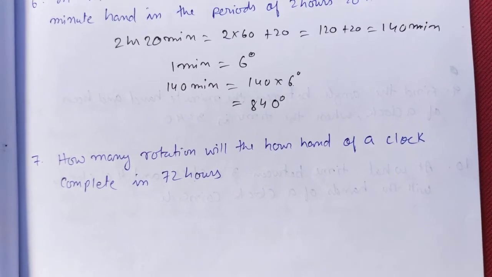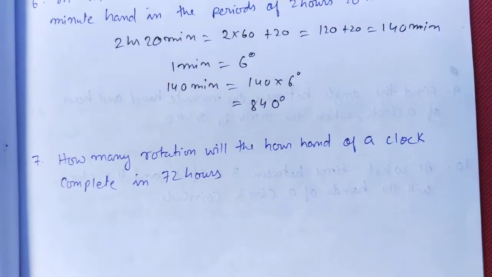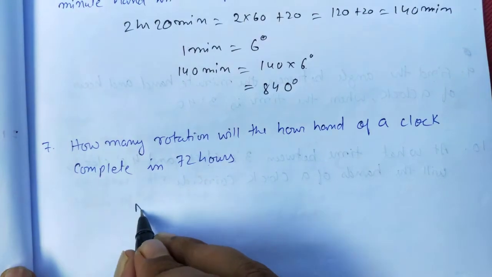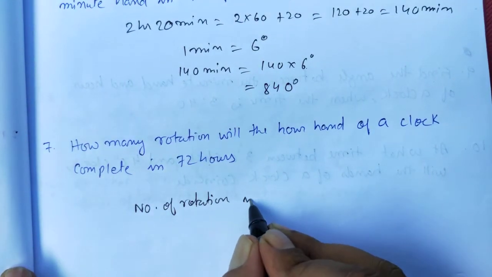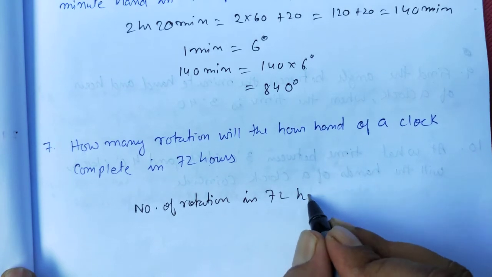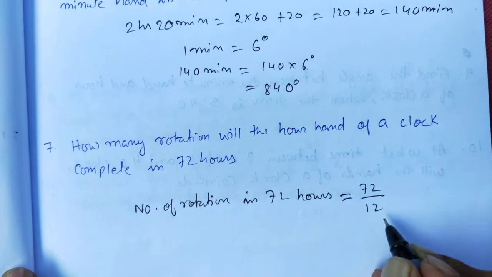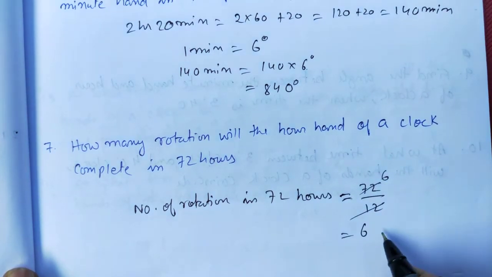So you have to know that in one rotation of a clock it is always 12 hours. So in 72 hours how many rotations will there be? The number of rotations in 72 hours will be 72 divided by 12, because in 1 rotation there are 12 hours. So cancel it by 12, we're getting 6 rotations.